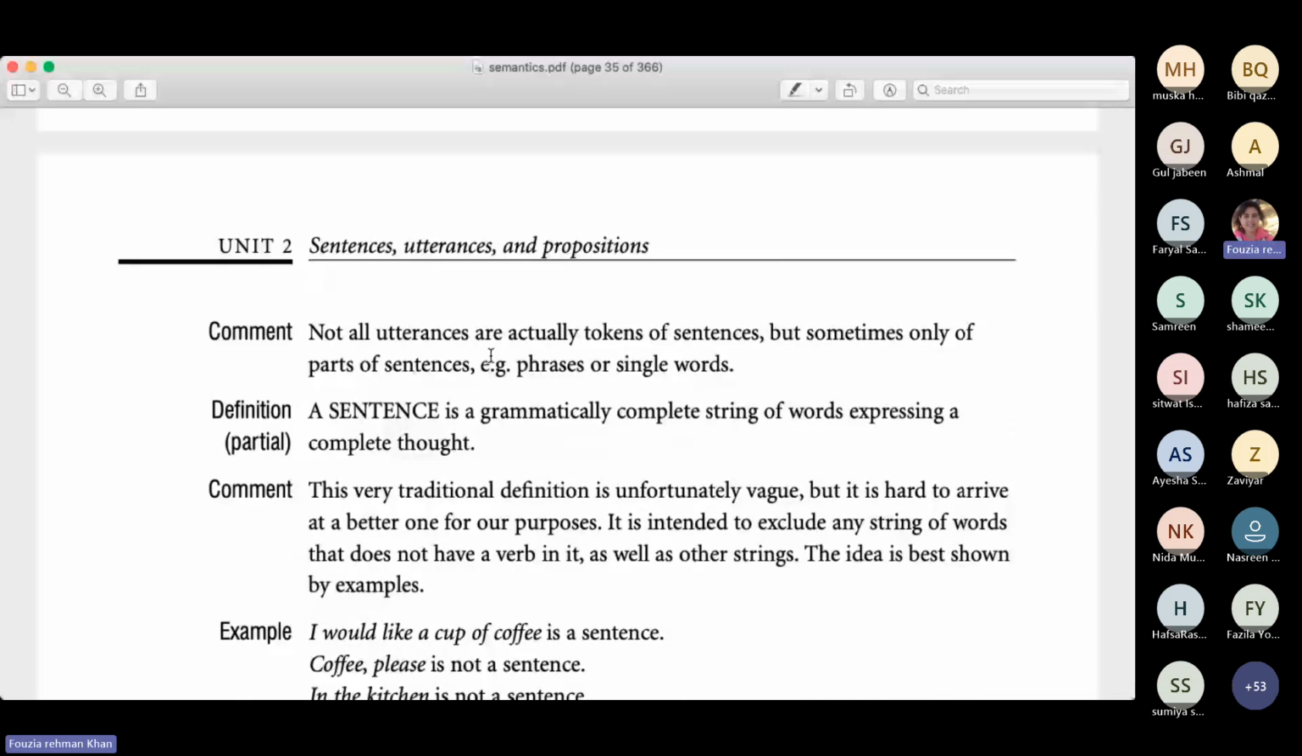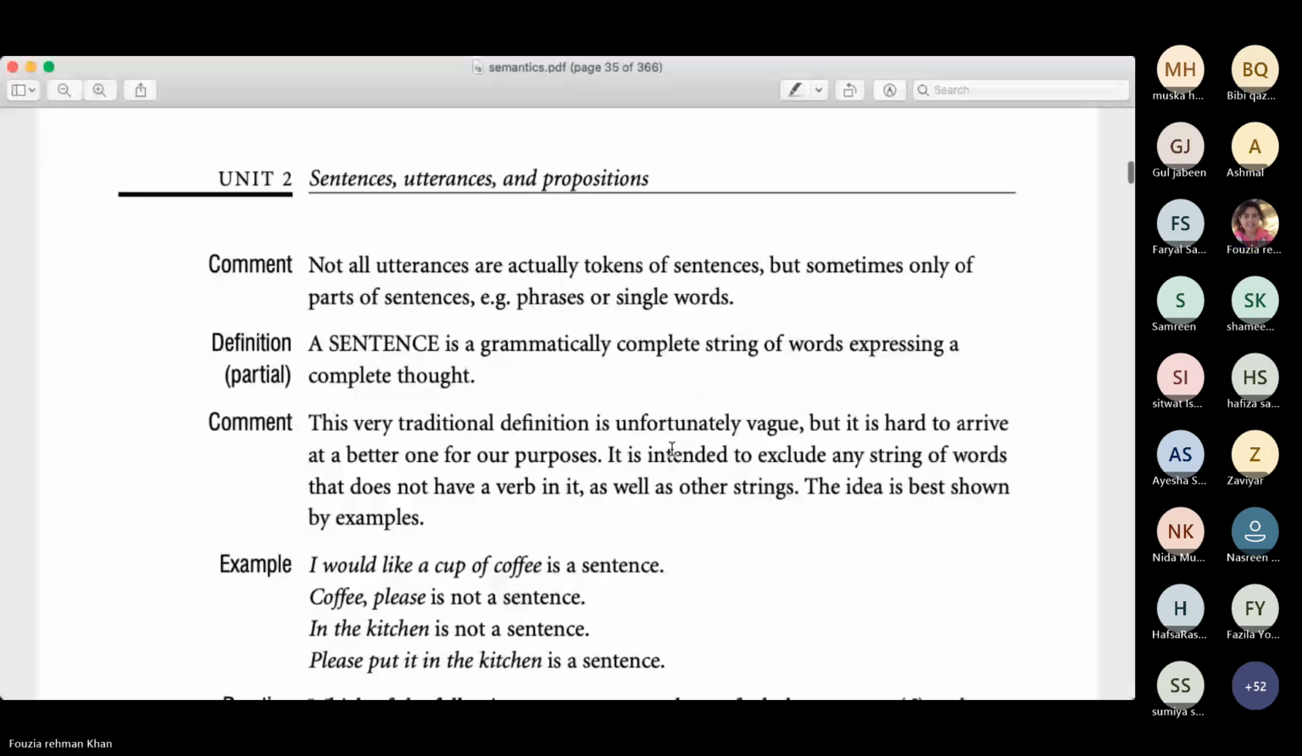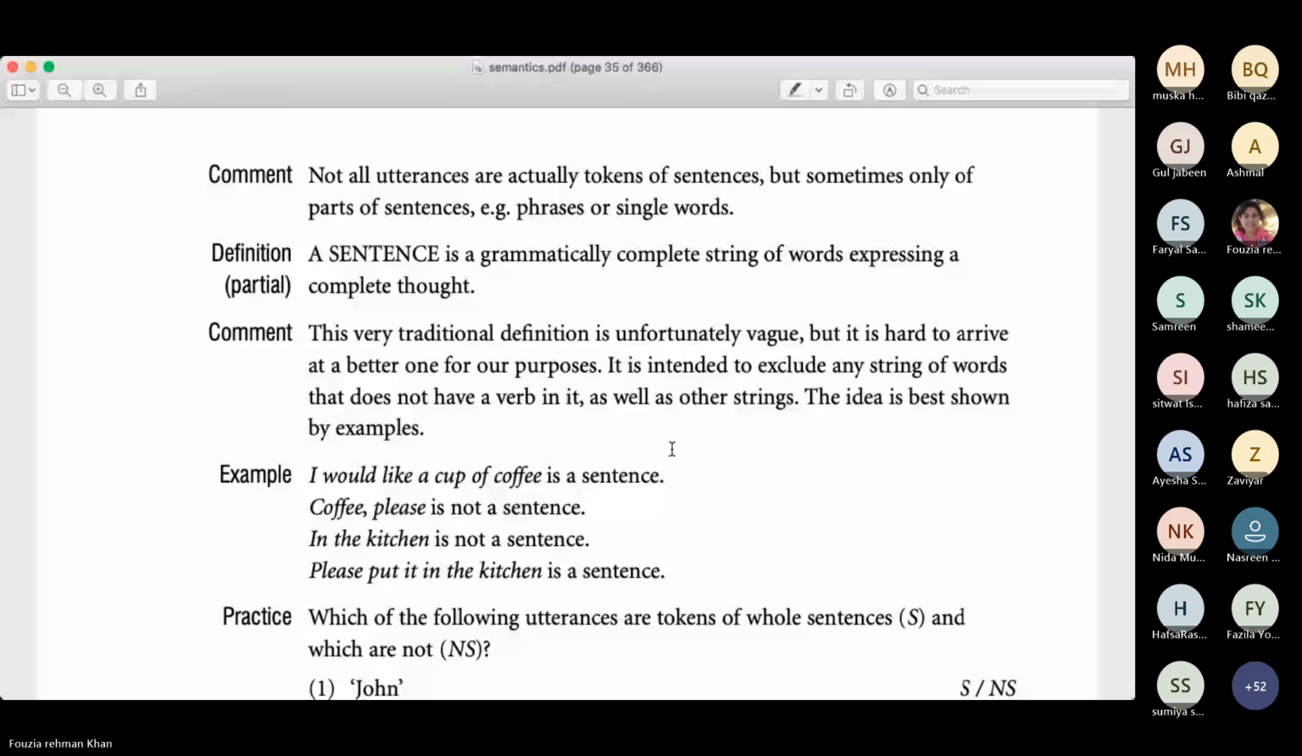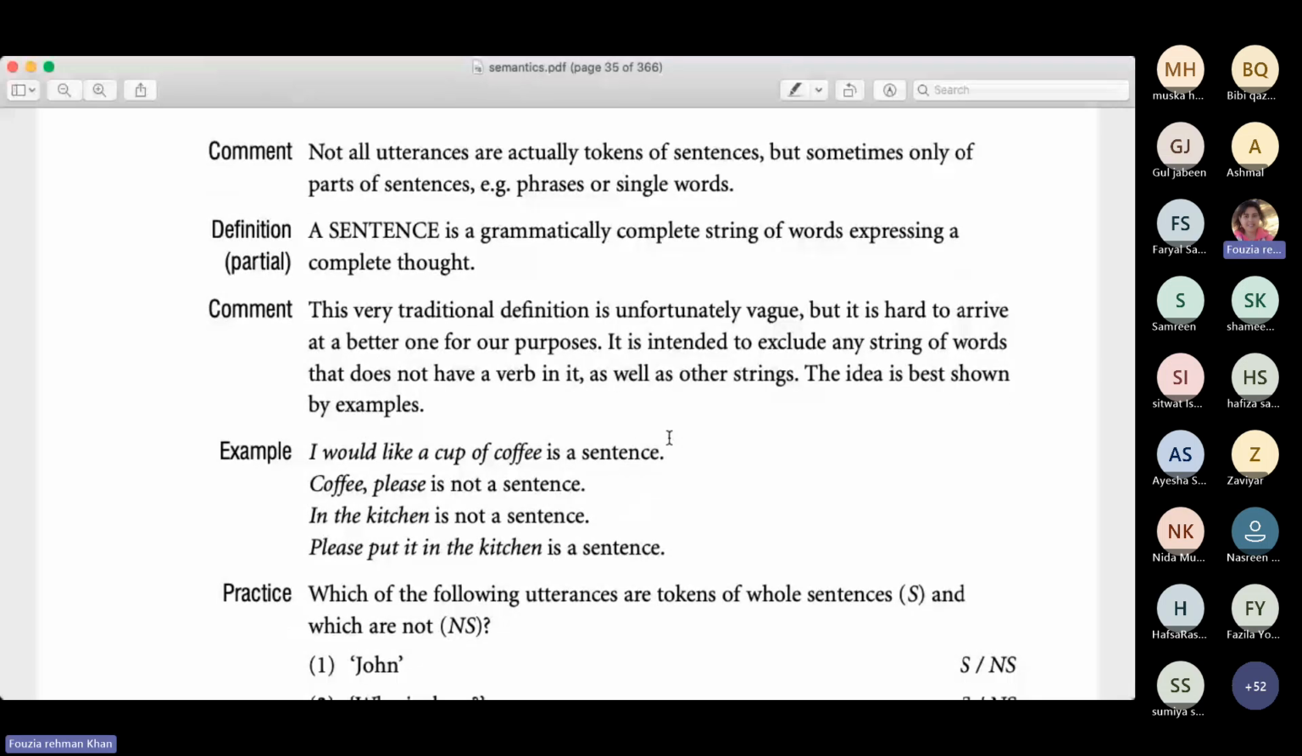Not all utterances are actually parts of sentences, but sometimes only parts of a sentence. They can be phrases or single words. Utterances are, maybe many times, not complete sentences. But a sentence has to be a grammatically complete string of words and has to have a complete thought within it. Sometimes, when we are not students of linguistics, of course, utterance and sentence become similar to us, but these are not.